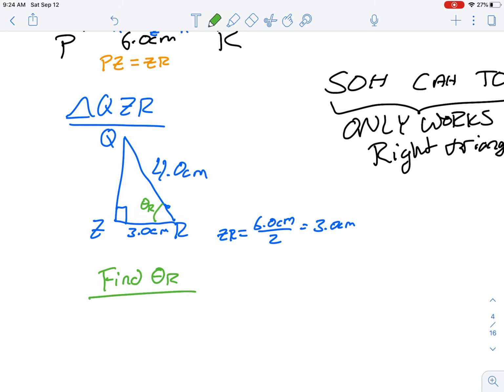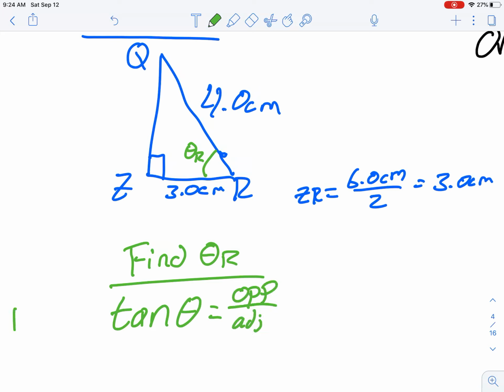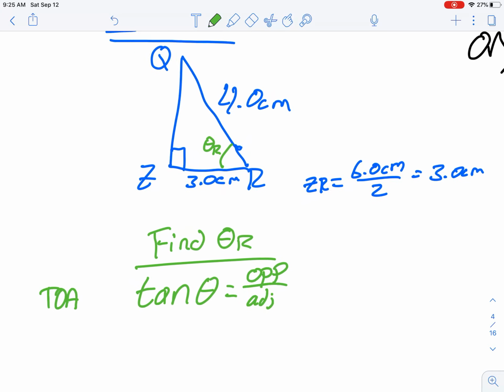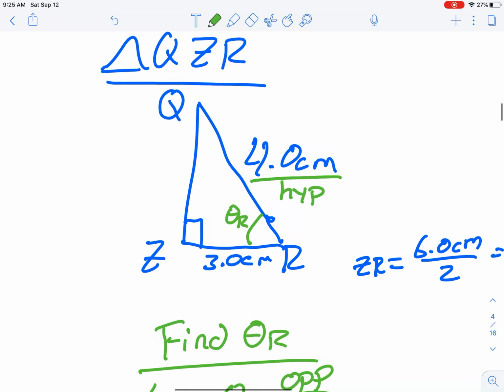Now, how can we find angle R? Well, right now we only know how to use tan. Okay, so if we want to use tan ratio, remember TOA, opposite over adjacent. Okay, and remember I don't memorize that, I just memorize TOA, SOHCAHTOA. TOA. Tan equals opposite over adjacent. Now, in this case, let's look at what the opposite side length is. Now, remember, always find what your hypotenuse is immediately. This is your hypotenuse. Let's label that right off the dot.